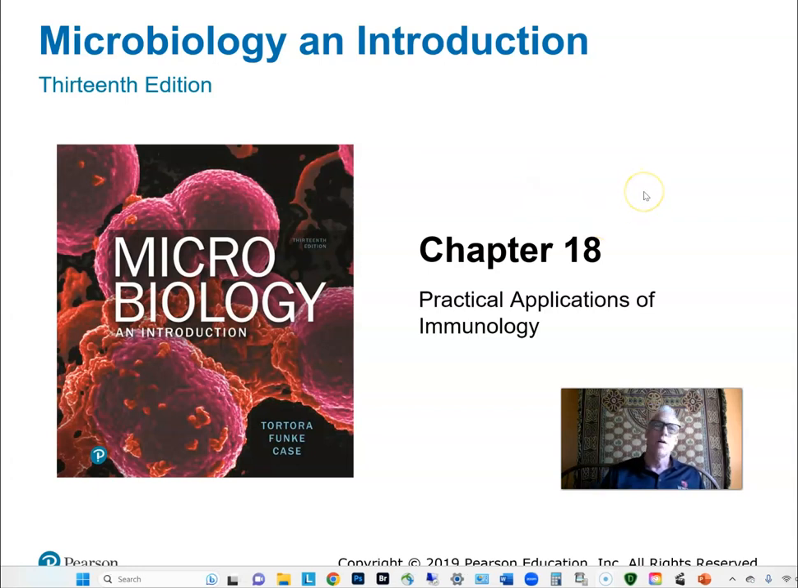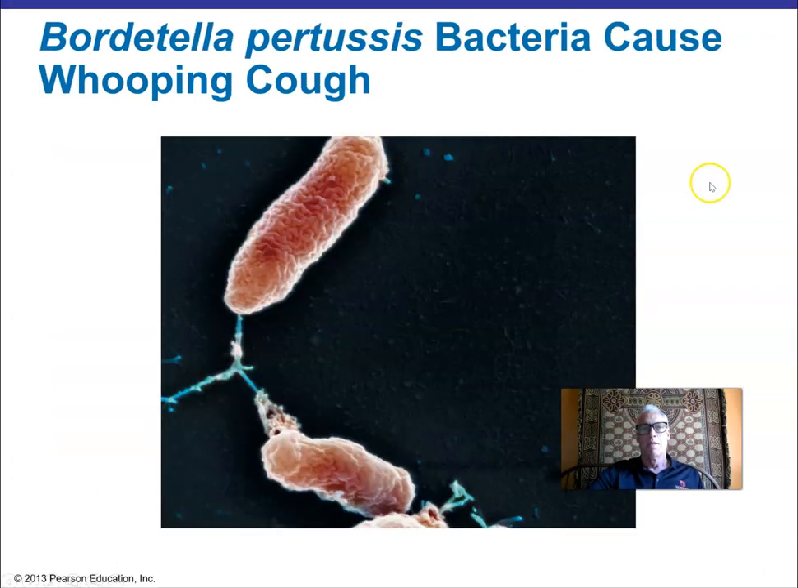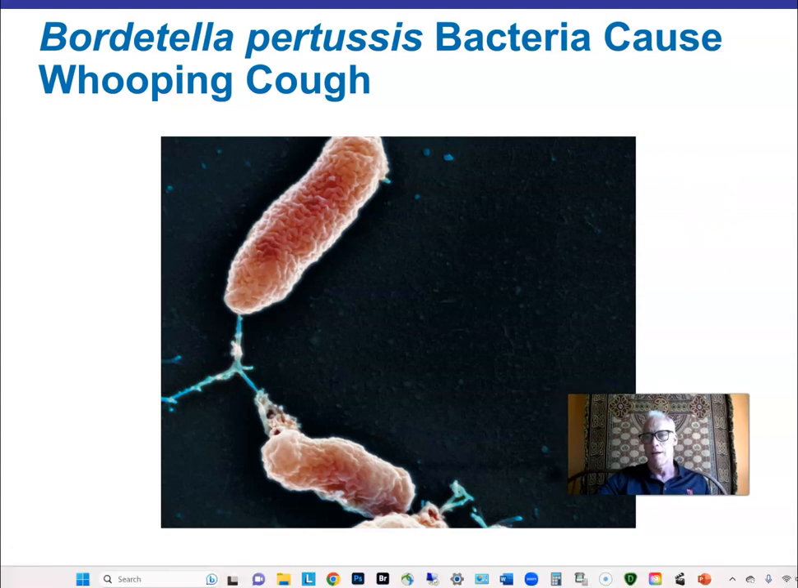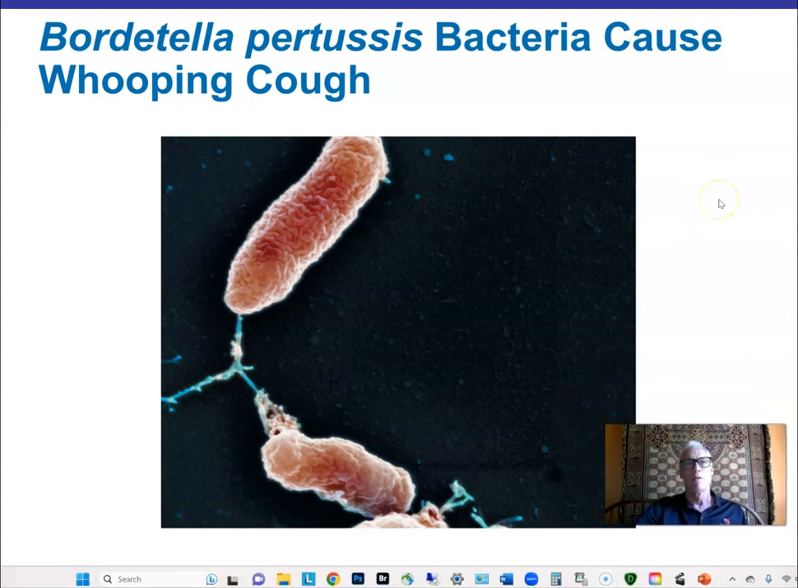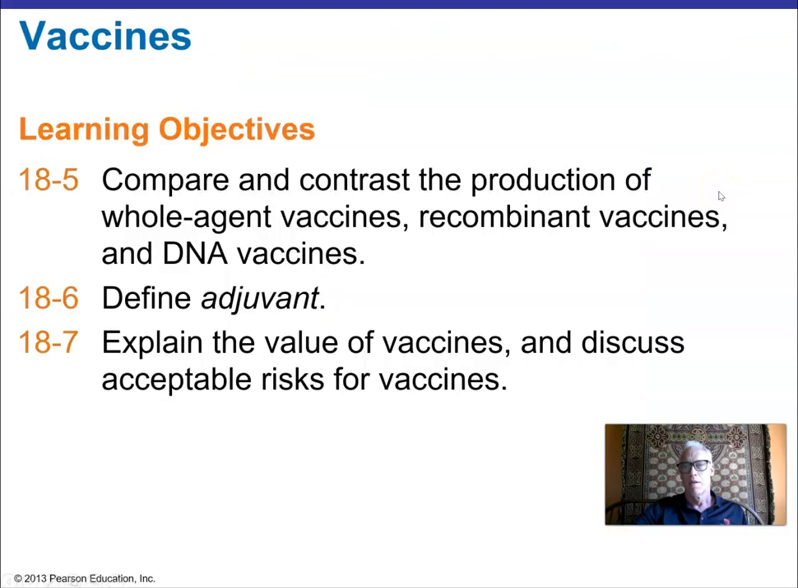Today's foray into our microbiology text by Tortora takes us to chapter 18, where we'll be looking at some applications of immunology that microbiologists can use for diagnosing disease. There's just our standard opening picture showing some Bordetella pertussis bacteria.